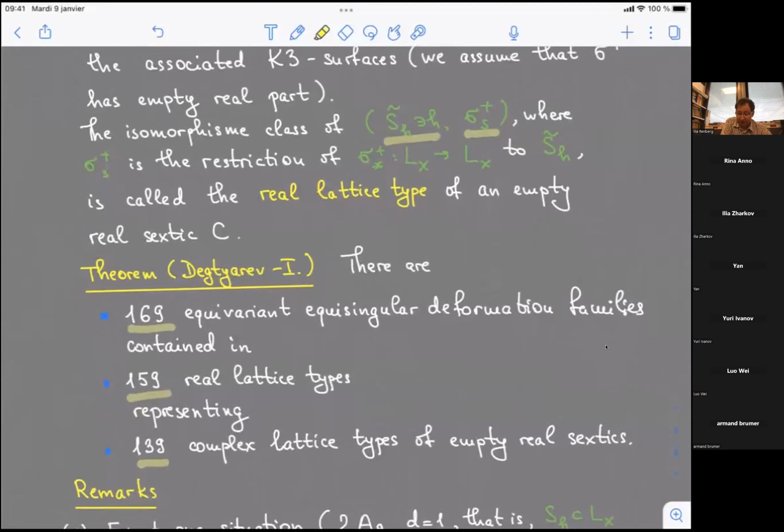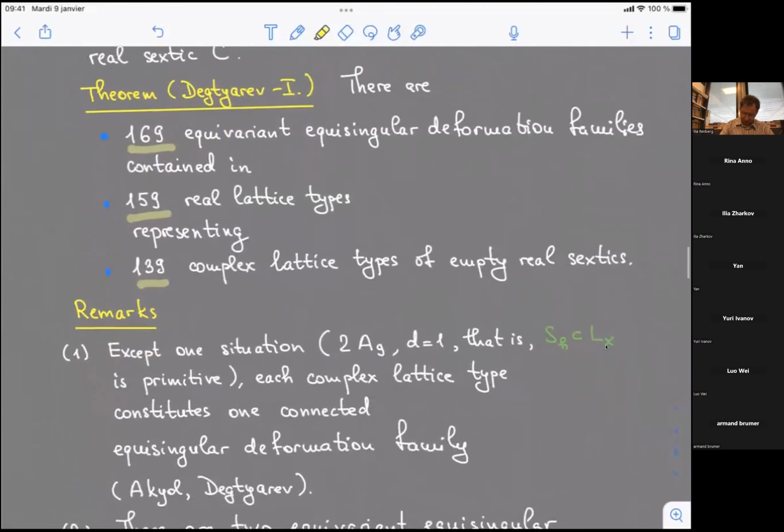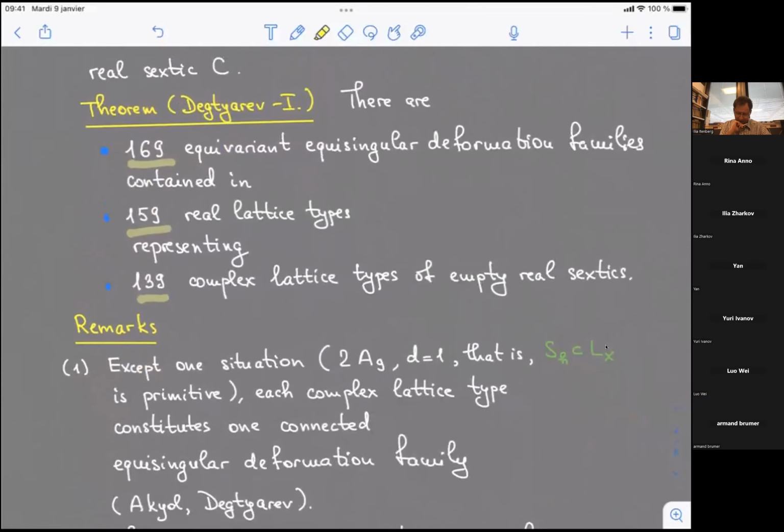But these are just numbers. In fact, the true statement is a classification in the form of some list. So you can somehow describe in some terms the classes of this equivariant equisingular deformation classification. So two remarks which are not homogeneous at all.